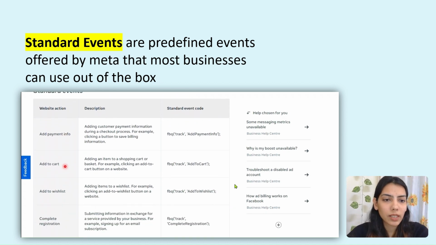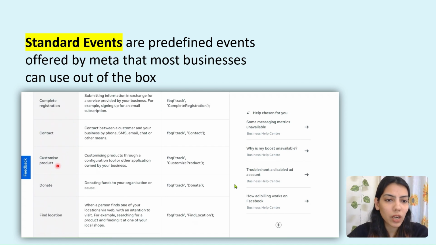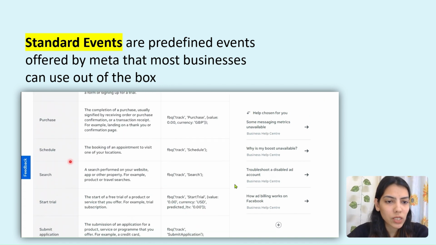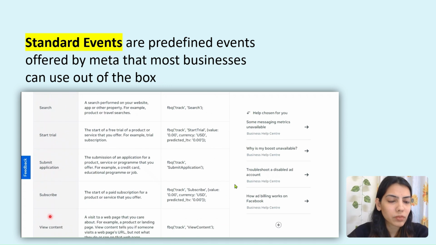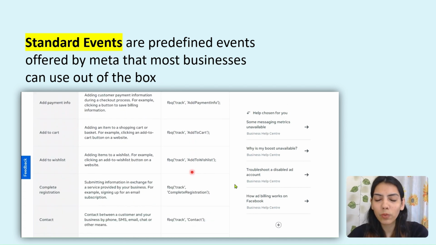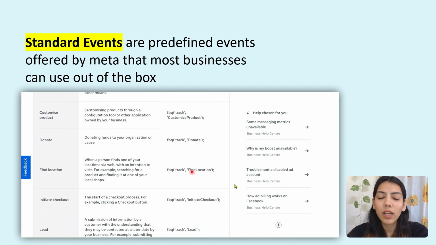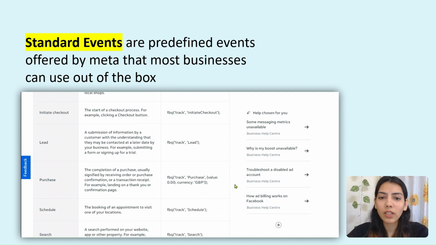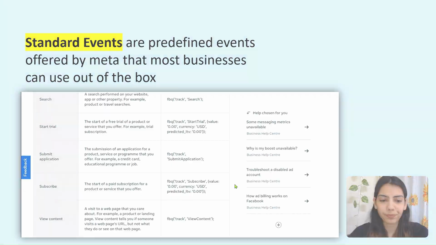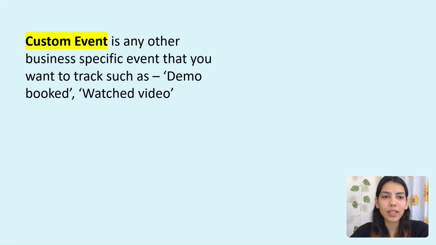So here you can see the list has events like add to cart, contact, find location, purchase, schedule, search, subscribe, view content. So this is a complete list of 17 events that can be used out of the box by you. It's a good list to get started with. If you don't find the event that you're looking for here, then you'll have to create a custom event. So a custom event is any event that is not part of the standard events list that is offered by Meta.